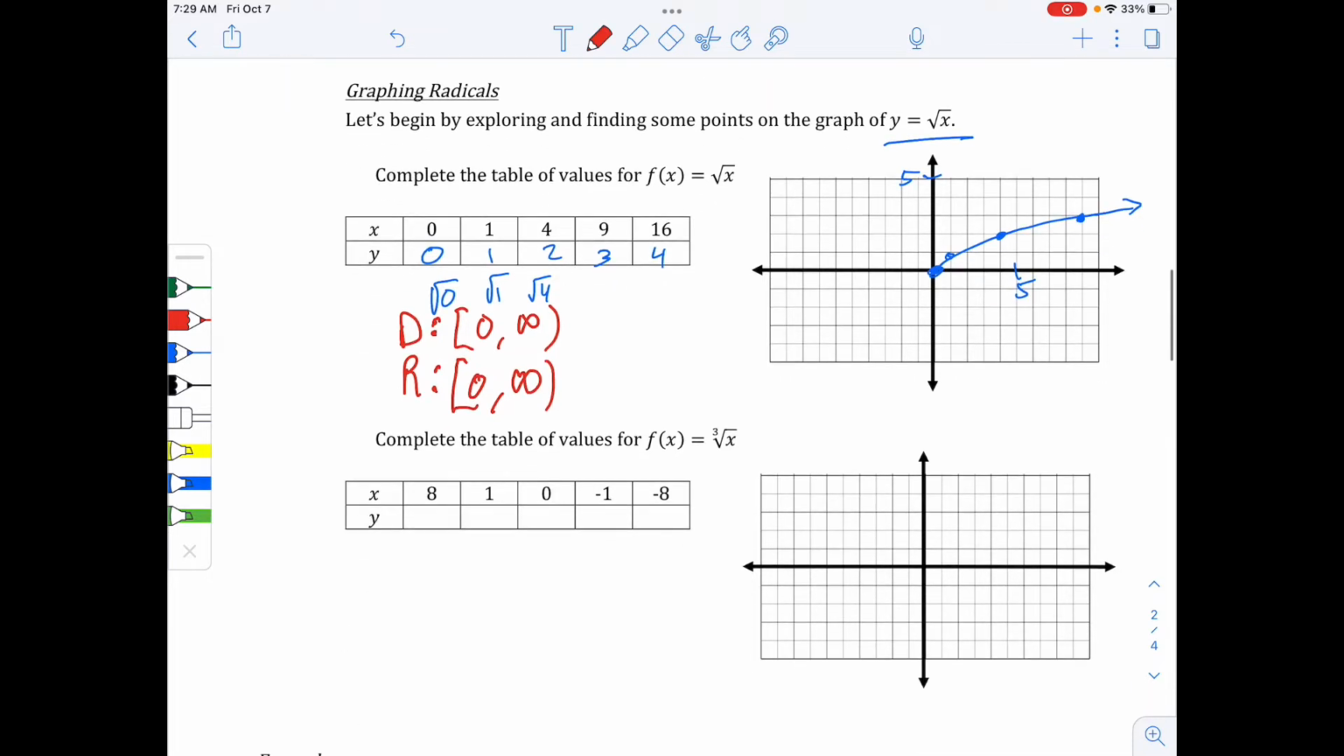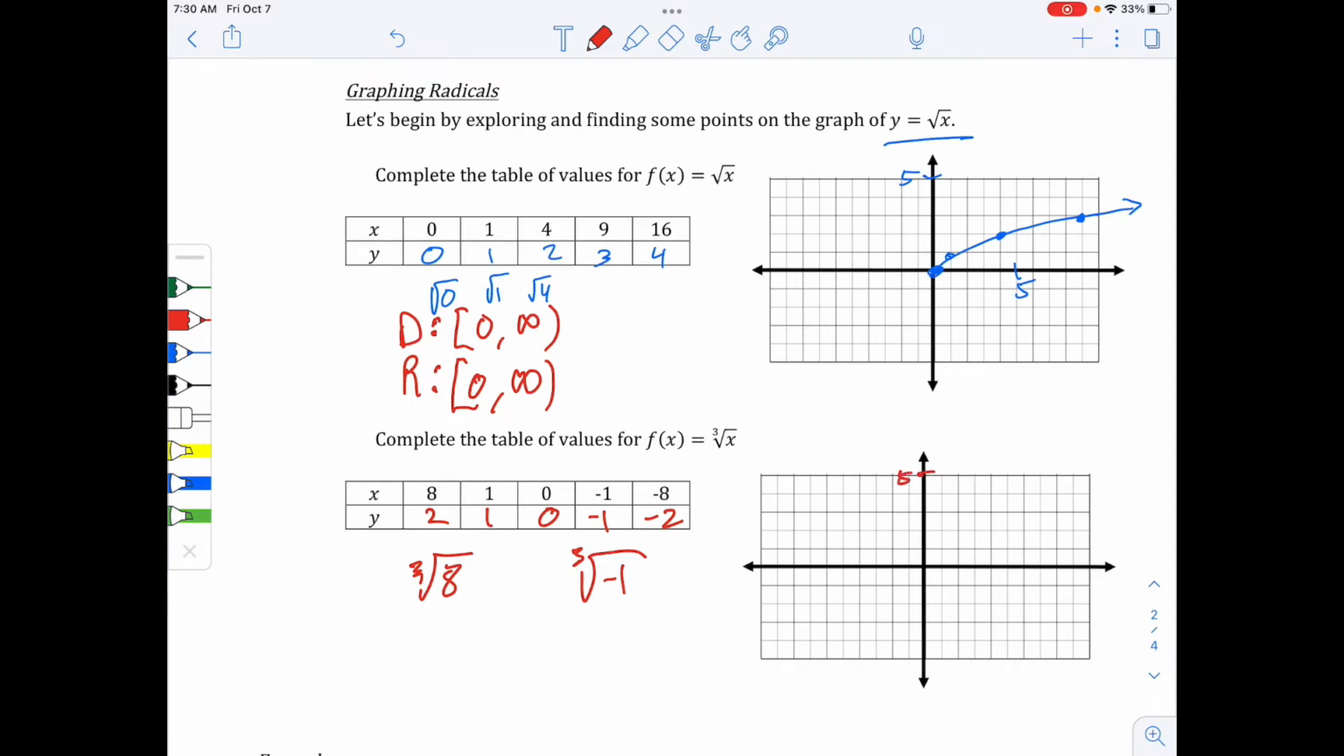All right? What about cube root? Well, we can plug in the cube root of 8, and that gives us 2. We'll plug in the cube root of 1, and that's 1. Cube root of 0 is 0. What about negative numbers? Can we take the cube root of negative 1? Sure thing. Cube root of negative 1 is negative 1. I'm sorry, cube root of negative 8 is negative 2.